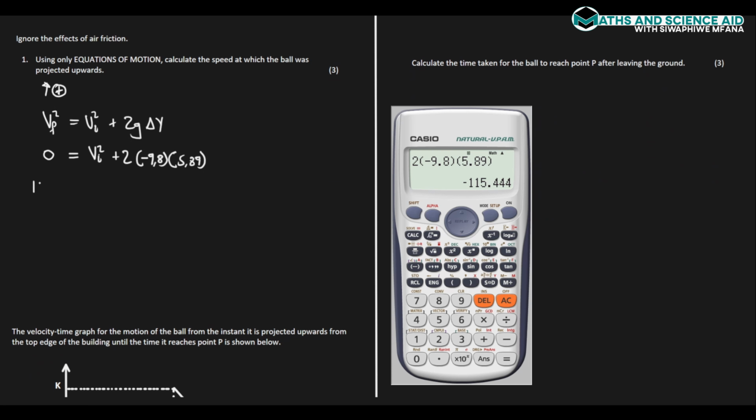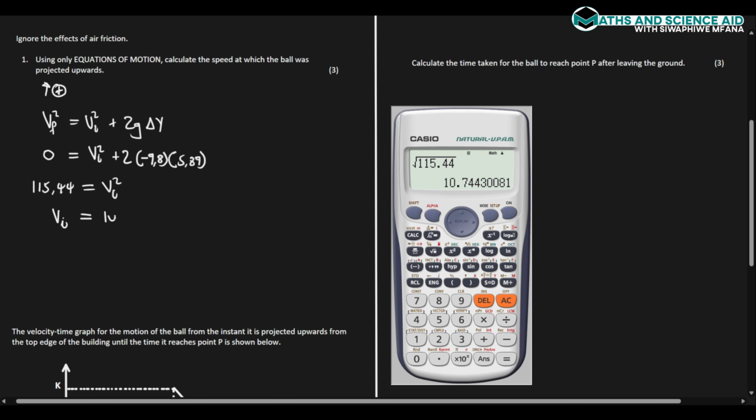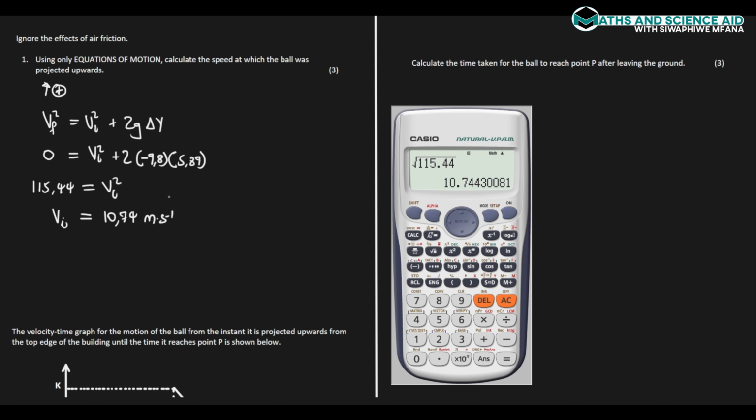So this will be positive 115.44 equal to Vi squared. And then we simply need to apply a square root on both sides of the equation in order to find the value of Vi. So the initial velocity is 10.74 meters per second. So we have successfully calculated the speed at which the ball was projected upwards. Now let us move on to the next question.